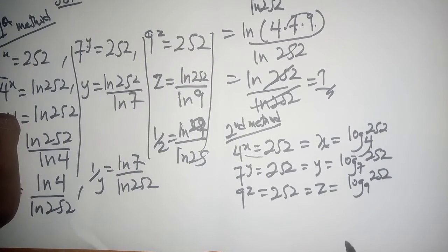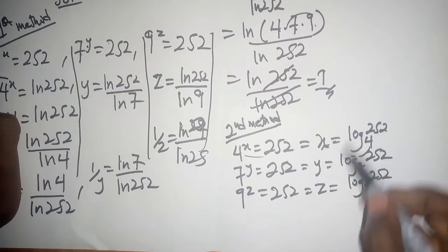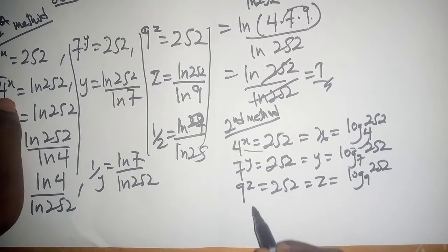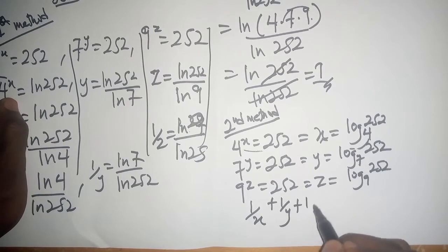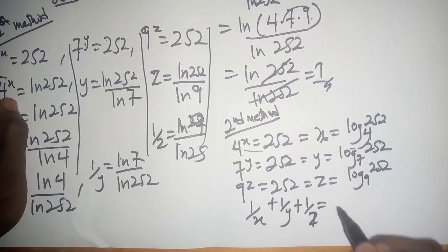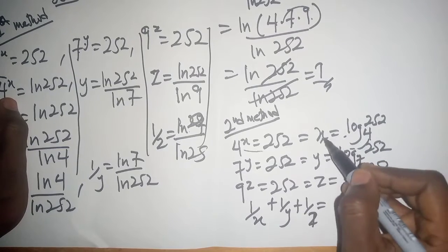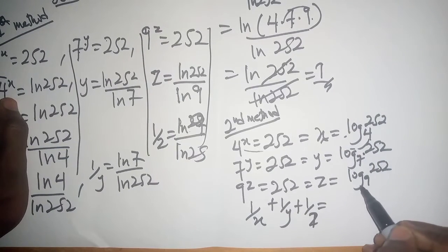Right, now since we have something like this, the question says what is 1 over x plus 1 over y plus 1 over z, right? Then remember that we have x to be that, y to be this, and then z to be this.